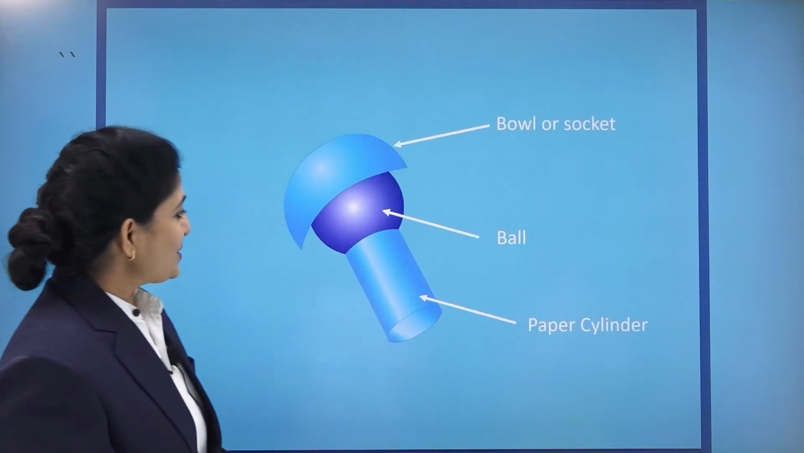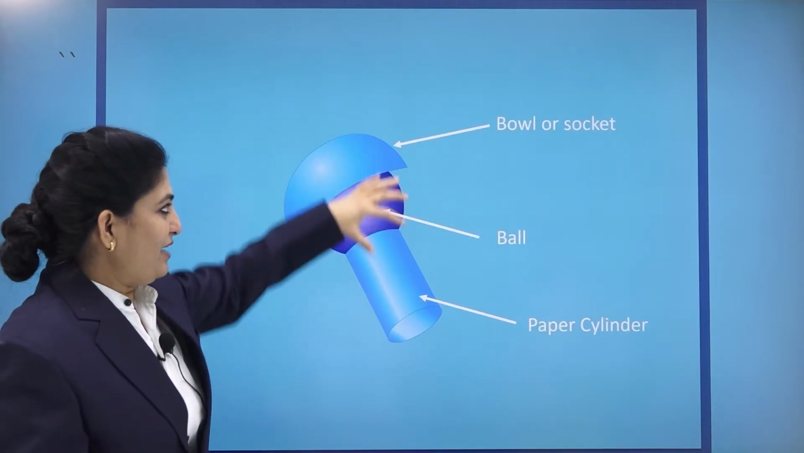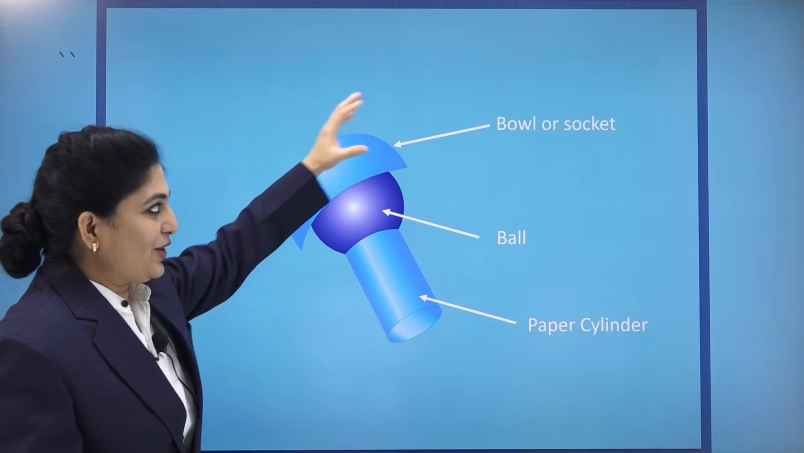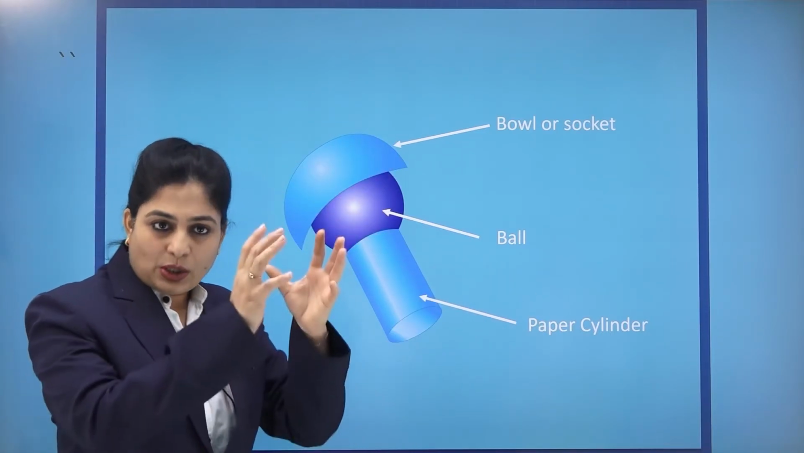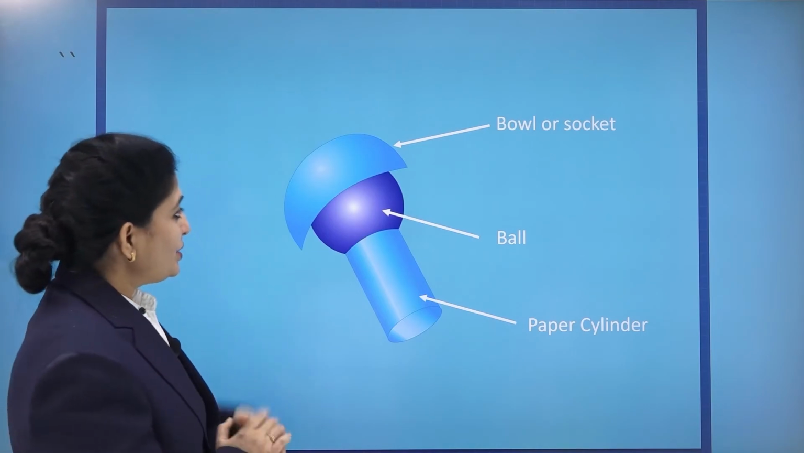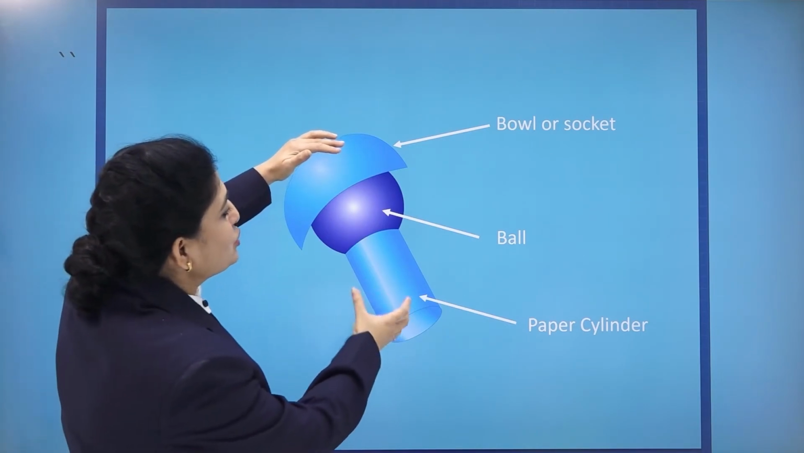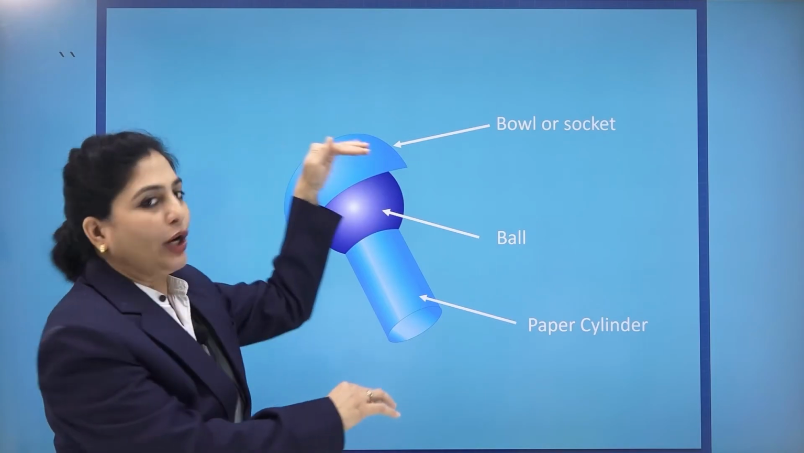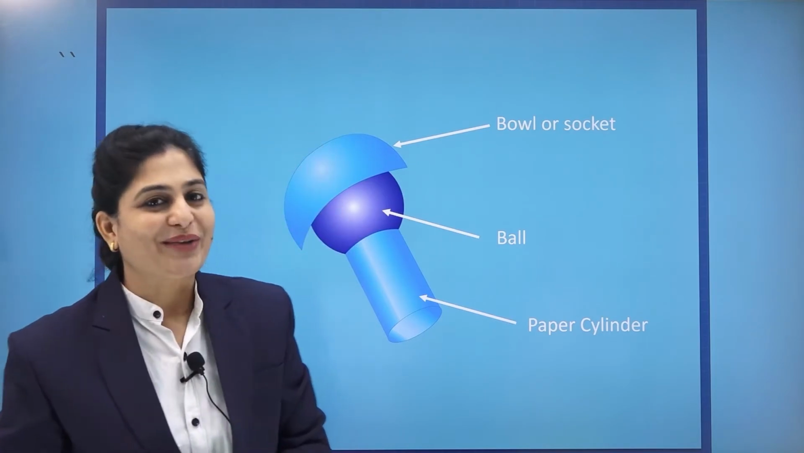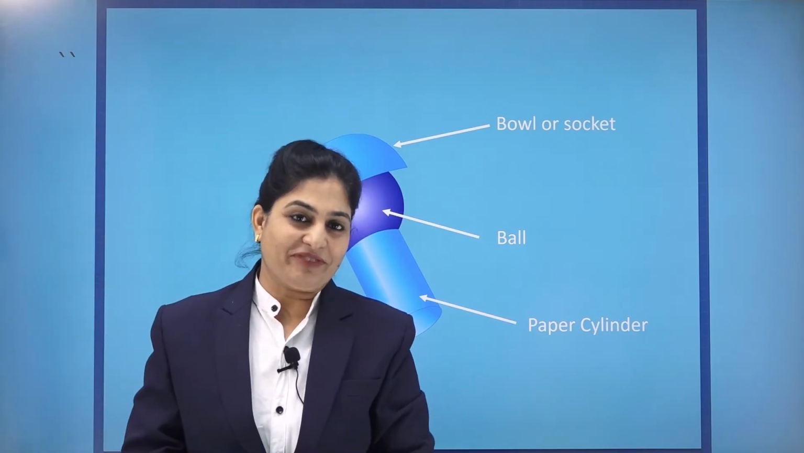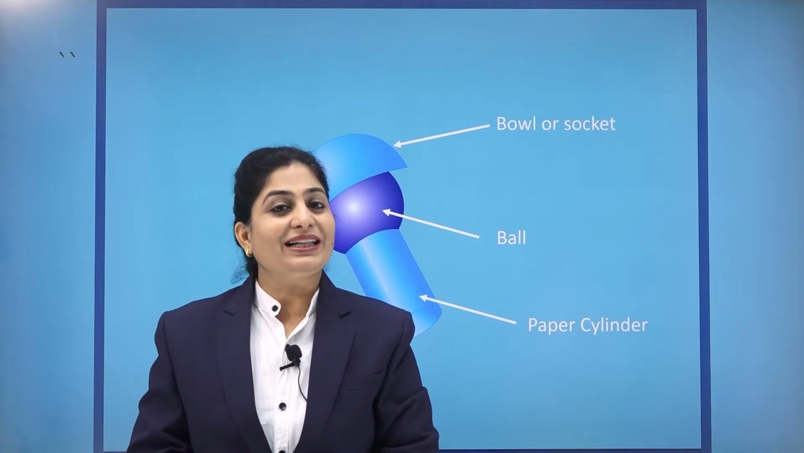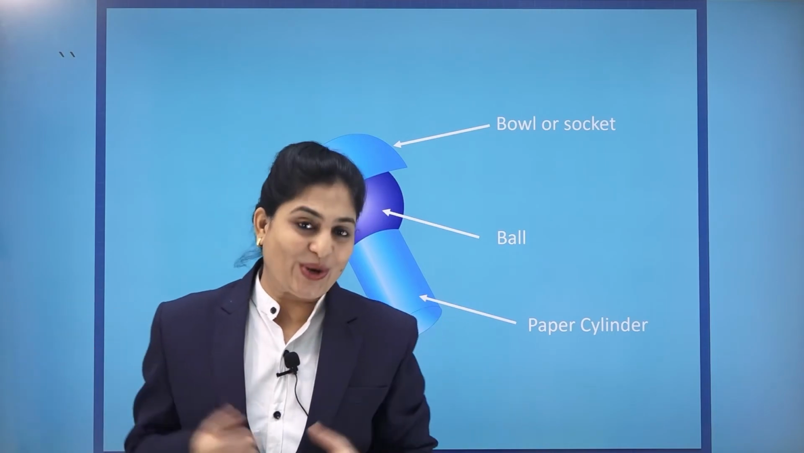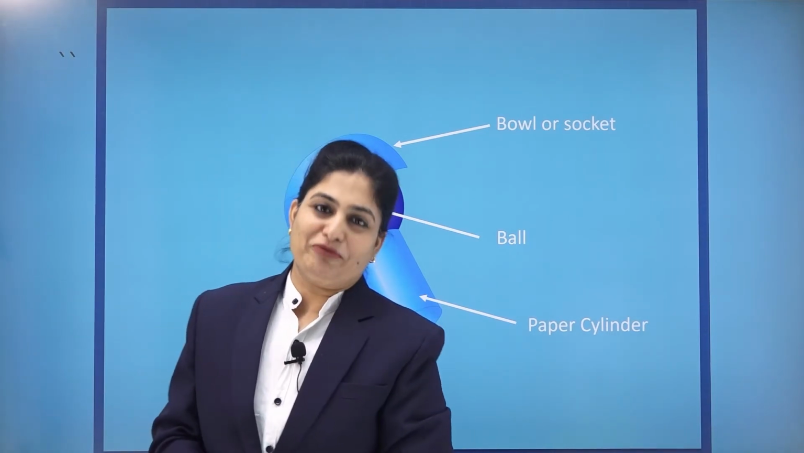So here I have a ball that is fixed into this socket, or I can say bowl, and it is connected with some cylinder or the bone. During the movement, what will happen? This ball rotates around this socket and this shows the body movement. This is one of the very interesting features about the ball and socket joint, that the ball is fixed in the socket. So let's move further to the pivotal joint.